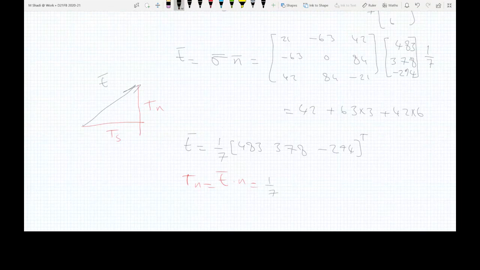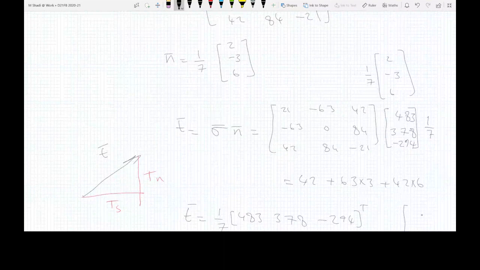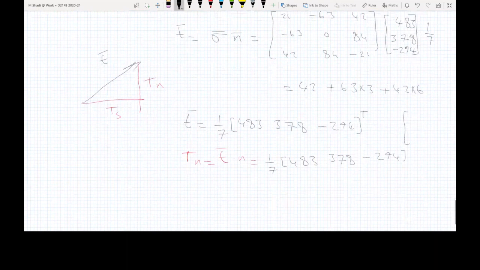And you have this to be 1 over 7, 483, 378, minus 294, multiplied with the n vector again, and the n vector is here. It is 2, minus 3, and 6, times one over 7. So if you multiply them together, you will get the value of Tn. If someone can multiply them and give me the answer for Tn.